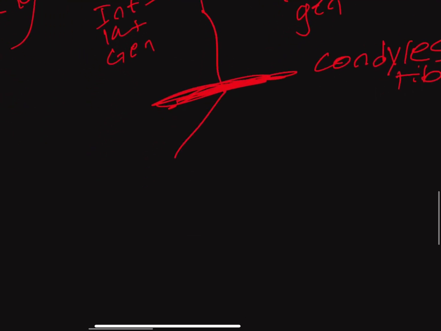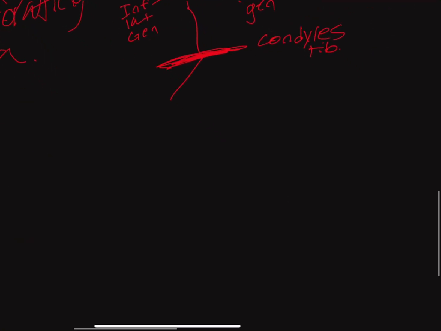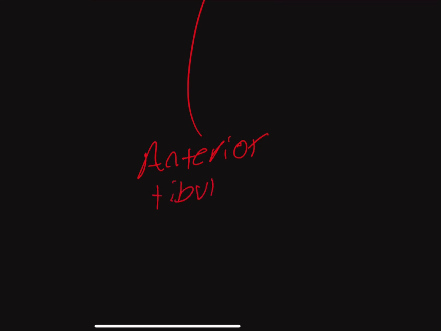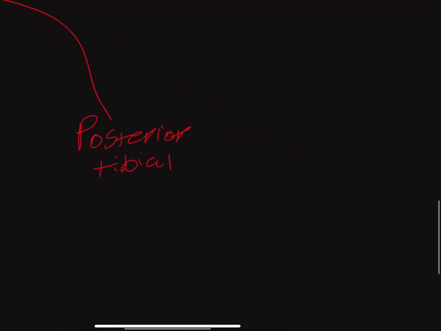So we're going to make these two different ones a little longer, because they have a bunch of stuff that come off it. Okay. So we're going to do the anterior tibial, and then your posterior tibial. Right? So your posterior tibial, your peroneal or your fibular artery, whatever you want to call it.